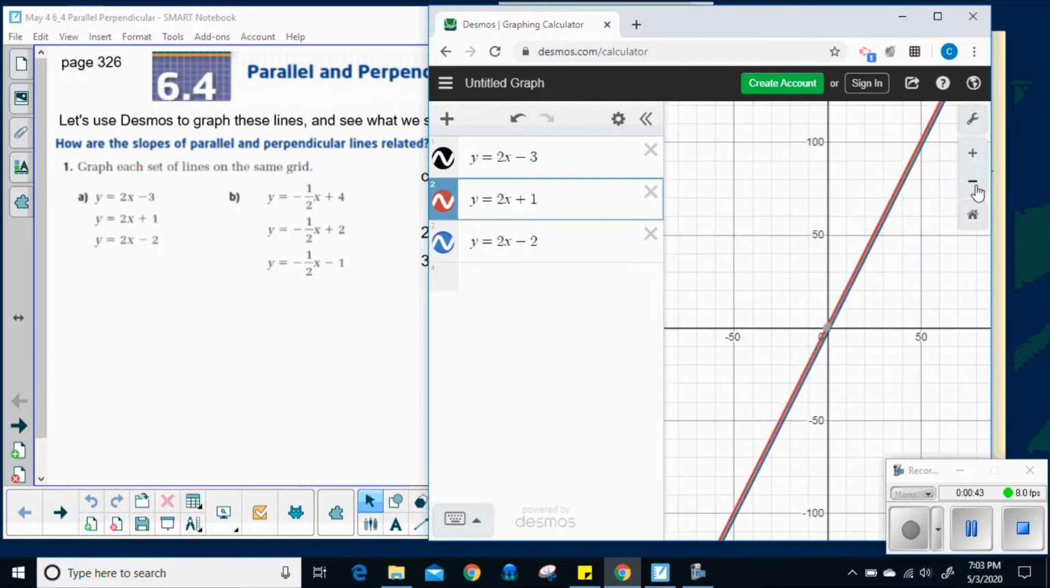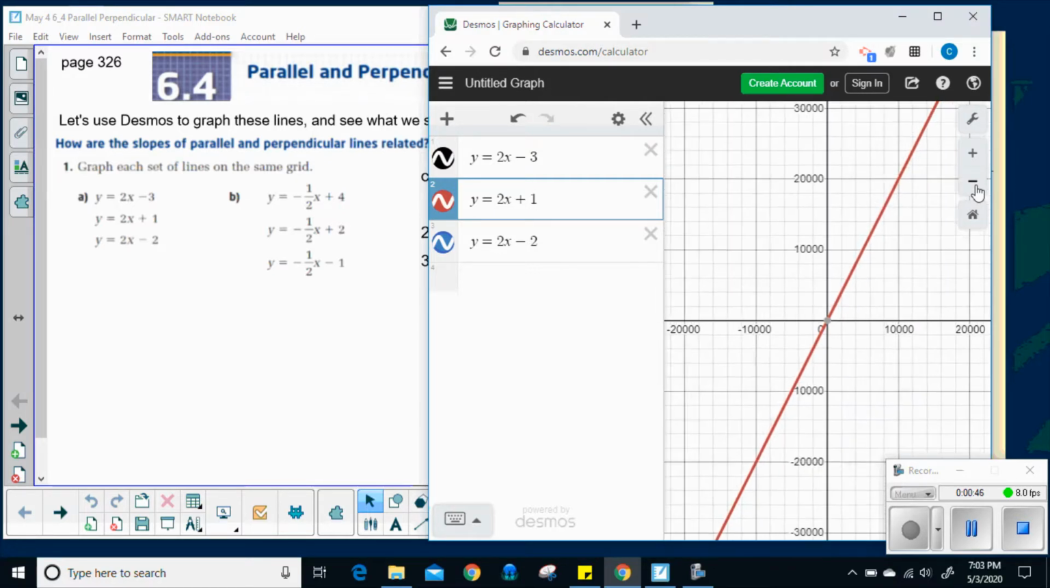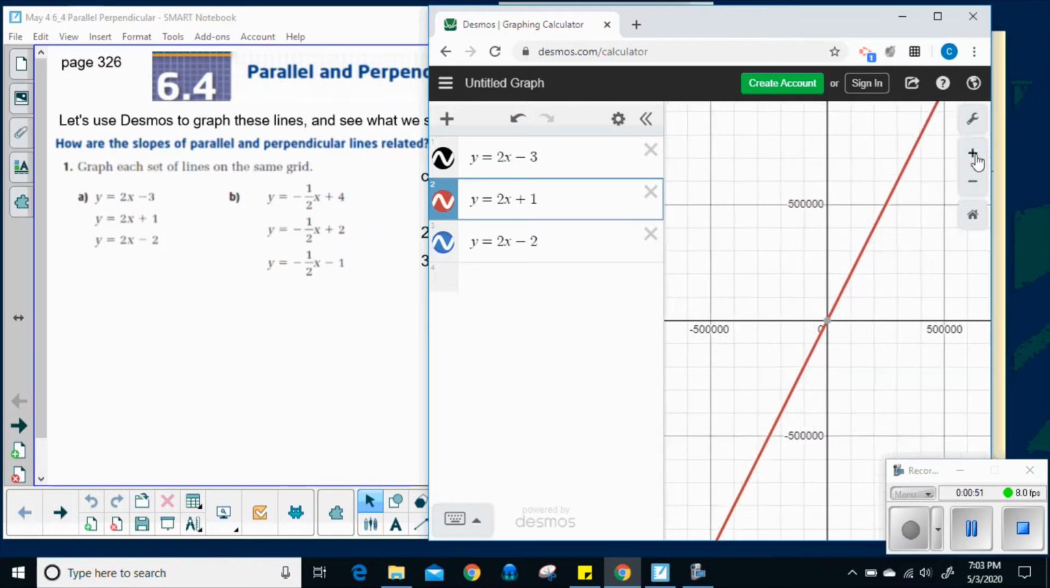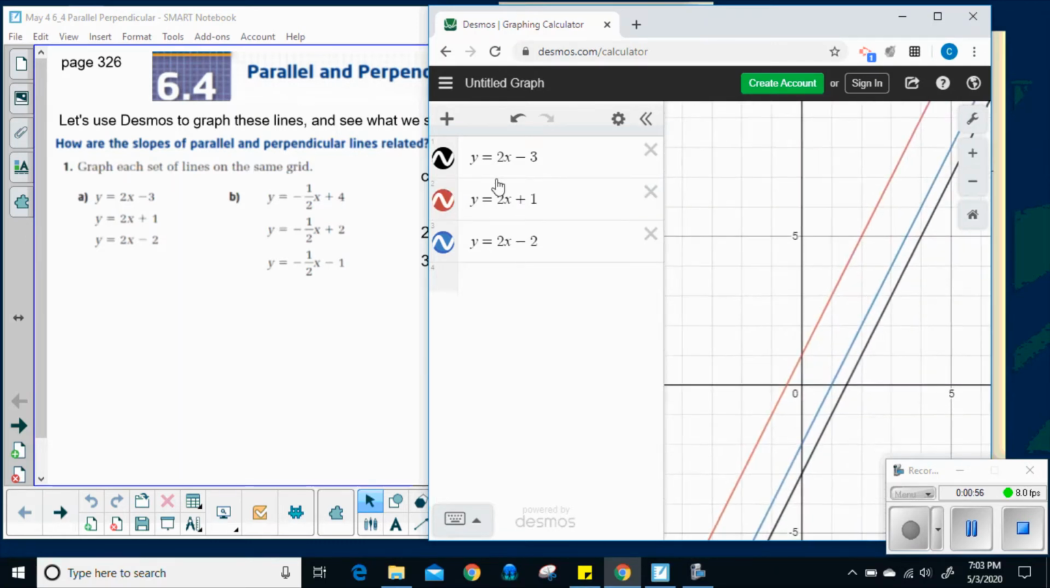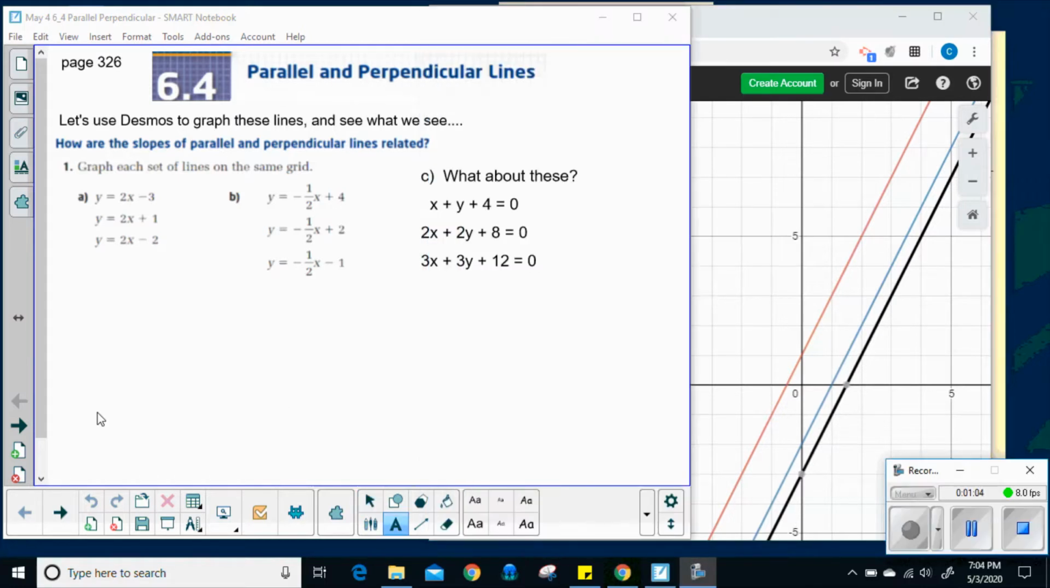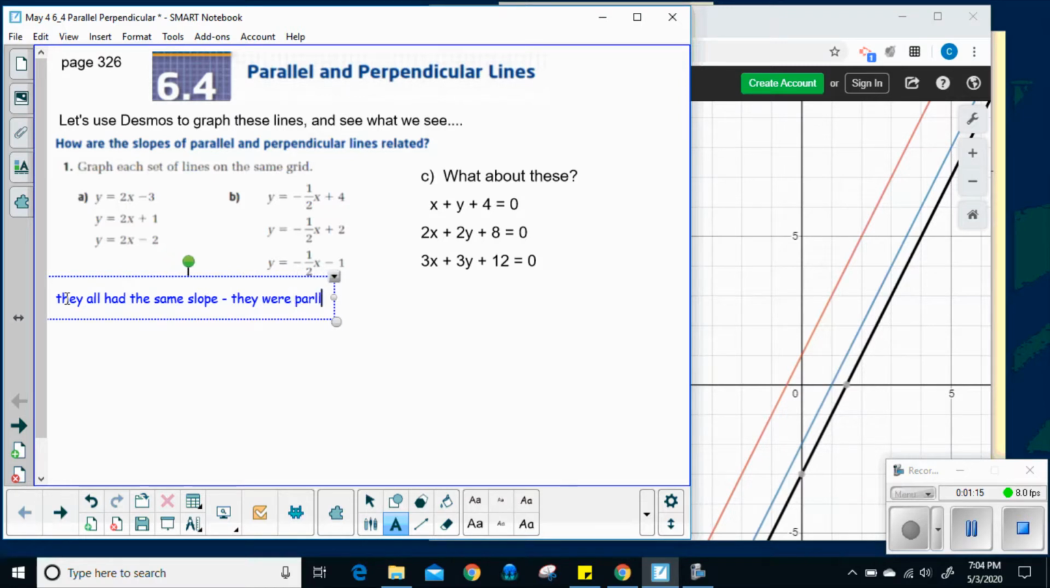Are they ever going to cross each other? Nope, they will never, ever cross each other. That's pretty interesting. Notice how they all have the same slope, and because they all have the same slope, they are therefore parallel to each other. So let's write that out. They all had the same slope. They were parallel and will never cross each other.